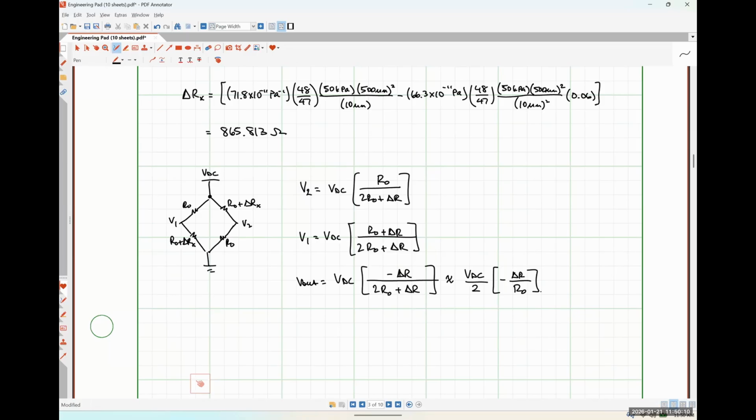So again, I'm sorry I don't literally have this written down anywhere, but I believe using 5 volts for VDC. So I'm just going to make a note here. I guess I could actually, we have everything. I can just double check it. So 5 over 2 times negative 865.813 divided by 20 kiloohms.